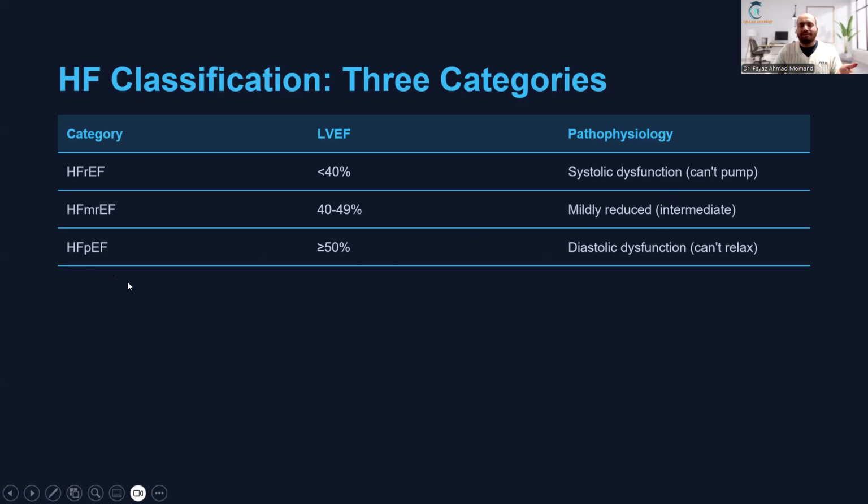And finally, we have heart failure with preserved ejection fraction. In this case, left ventricular ejection fraction is more than 50%. We call this diastolic dysfunction, or the heart cannot relax properly.